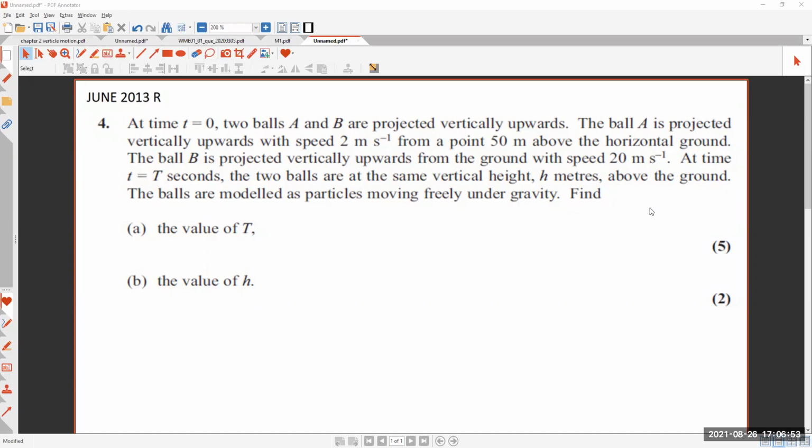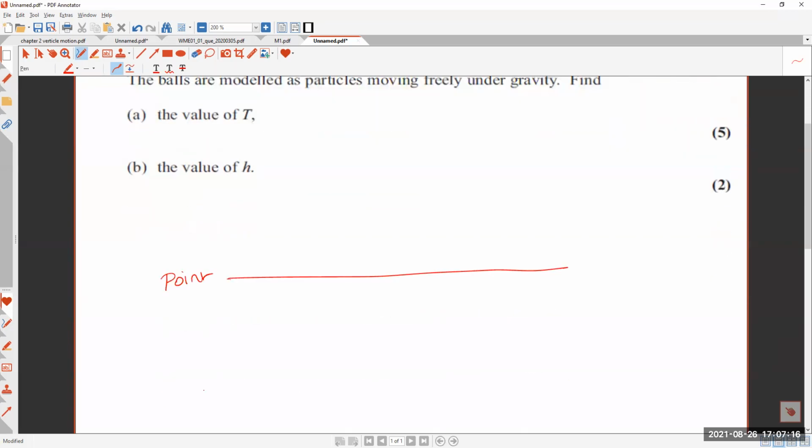When time t is equal to 0, two balls A and B are projected vertically upward. Ball A is projected vertically upward with a speed of 2 meters per second from a point 50 meters above the horizontal ground. We don't know which point it is, but that point is 50 meters above the ground. This is your ground. So h equals 50 meters.